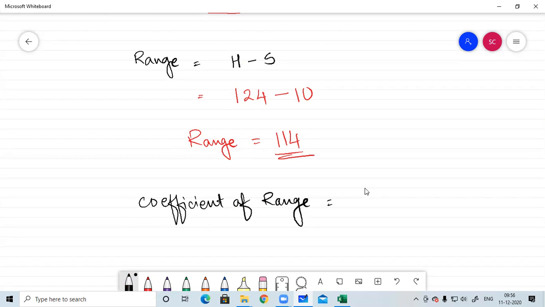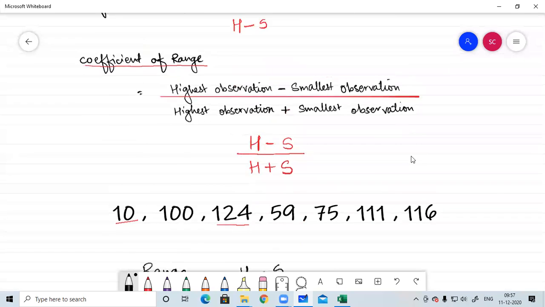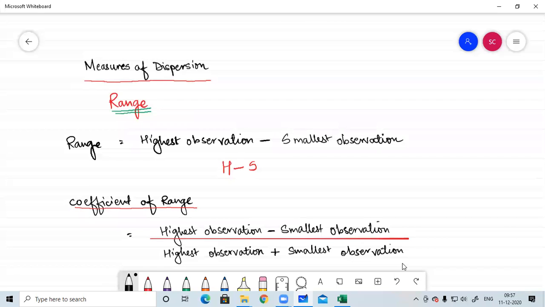What does it say? H minus S divided by H plus S. Let me tell you, some people also write the formula as L minus S. If you find that in some books, don't get confused, children. Formulas can be different. There are different formulas in EMI also, and standard deviation also.